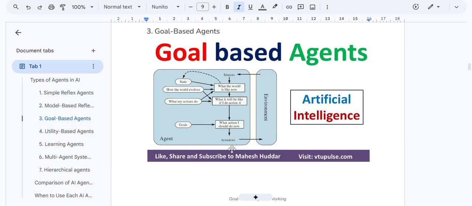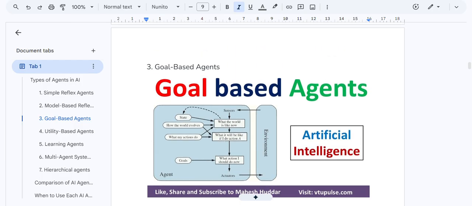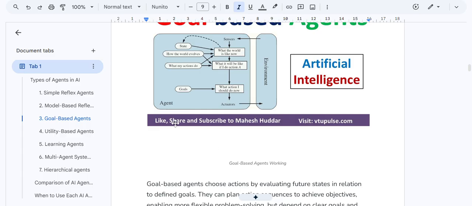Another is the goal-based agent. Goal-based agents work directly toward one goal. For example, if you send a Gmail, it will only send the Gmail, not do other work, like sending a message or calling any person. Goal-based agents use the states, how the world evolves, what my actions do, and goals, and use sensors for what the world is like now and what action I should do. It takes environment input and output. It's artificial intelligence.